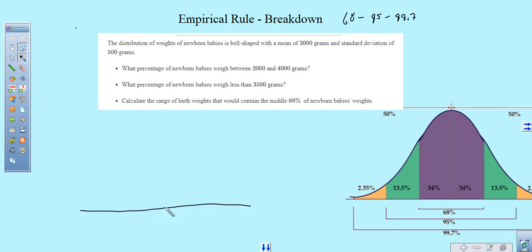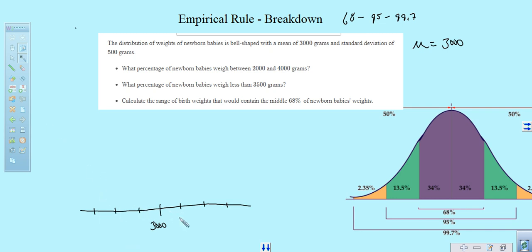And this line is the beginning of my normal distribution. I draw a little spot in the middle, and I know that little spot in the middle represents my mean. So I know that my mean is 3,000. And then I know that I'm making a normal distribution. I go out 1, 2, 3 lines, and then I come down 1, 2, 3 lines.